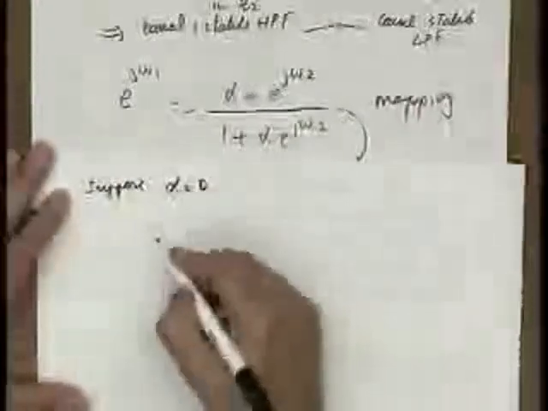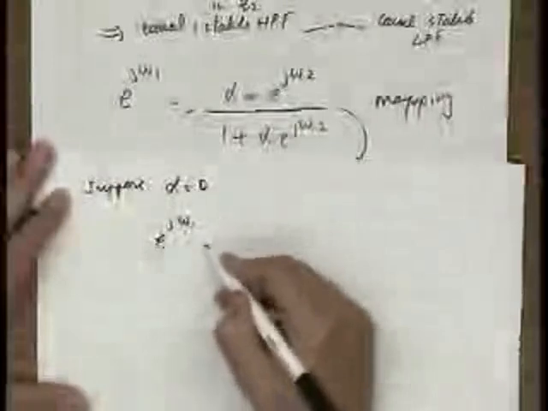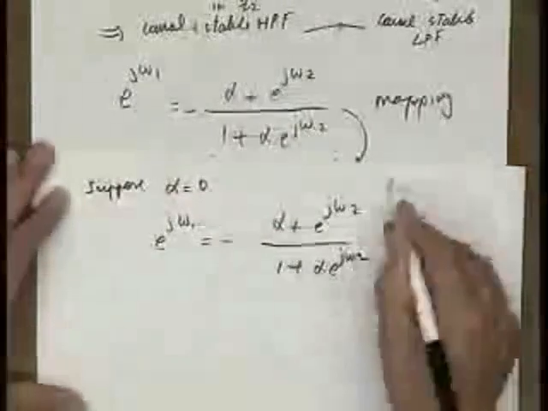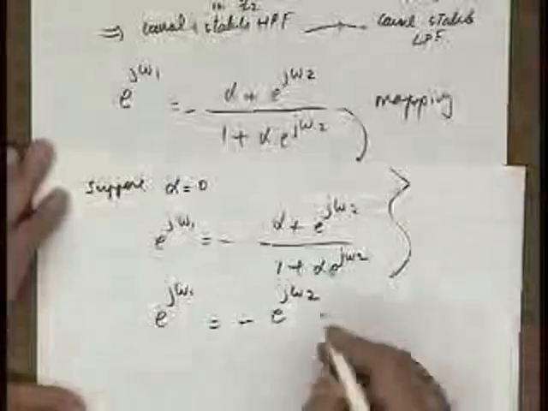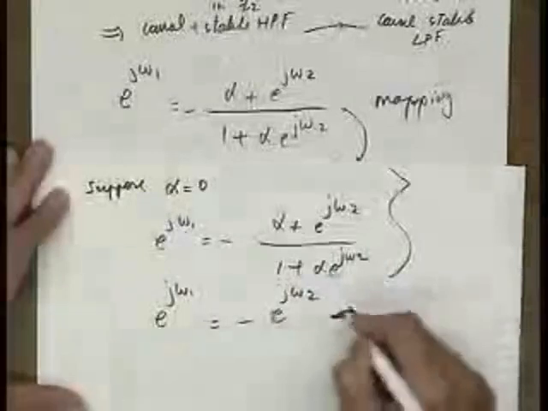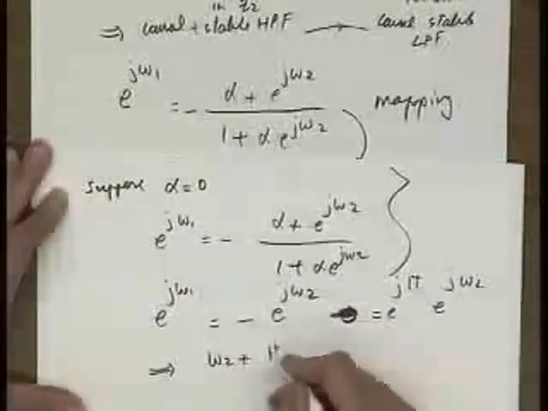What is the relationship? So from here, I can do it for specific values of alpha in order for you to see what's going on. Suppose alpha is equal to 0. That simplifies things tremendously. Then I get e to the j omega 1 is equal to minus alpha plus e to the j omega 2 over 1 plus alpha e to the j omega 2. I let alpha equal 0 in that. I get e to the j omega 1 is equal to minus e to the j omega 2, which is the same thing as e to the j pi times e to the j omega 2, because minus 1 is just e to the j pi, which means that omega 2 plus pi is equal to omega 1.